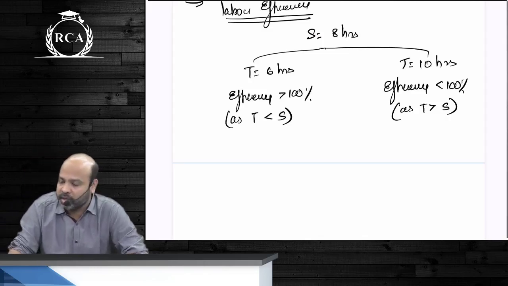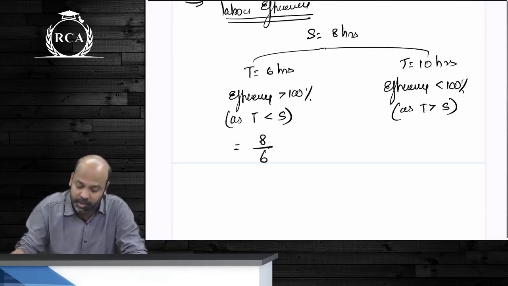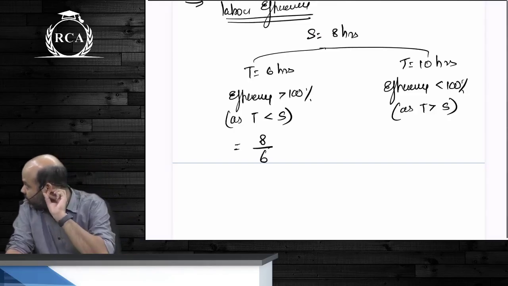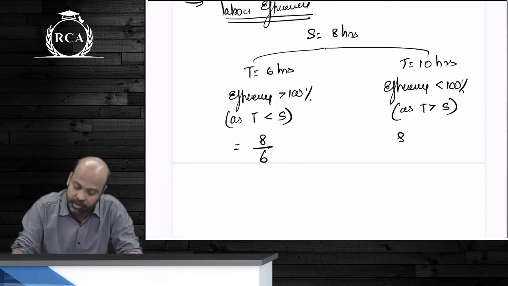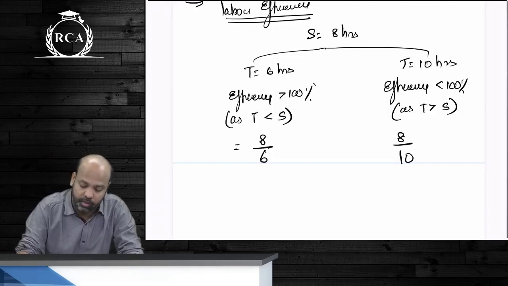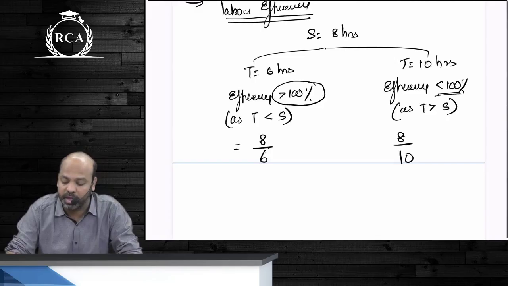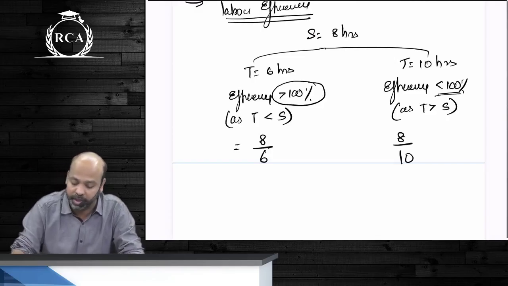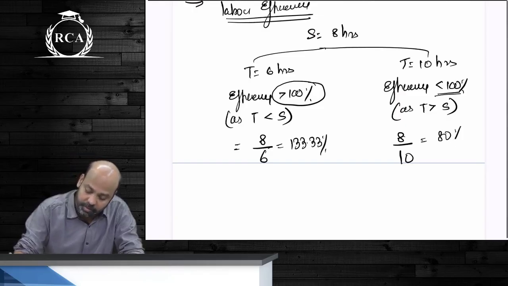You cannot write it as 6 divided by 8. So the answer should be 8 divided by 6. In the second case, should I write 10 divided by 8 or 8 divided by 10? Because we want the answer to be more than 100%, you're going to write that as 8 by 6. In the second case you want the answer to be less than 100%. It would be 8 divided by 10. This 8 by 6 will become 133.33% and this will become 80%.